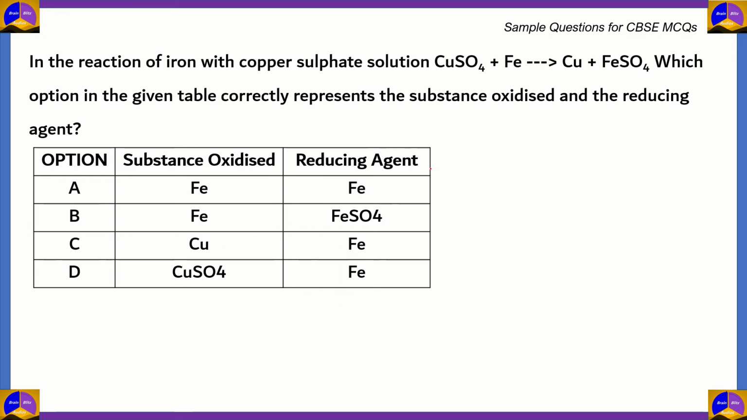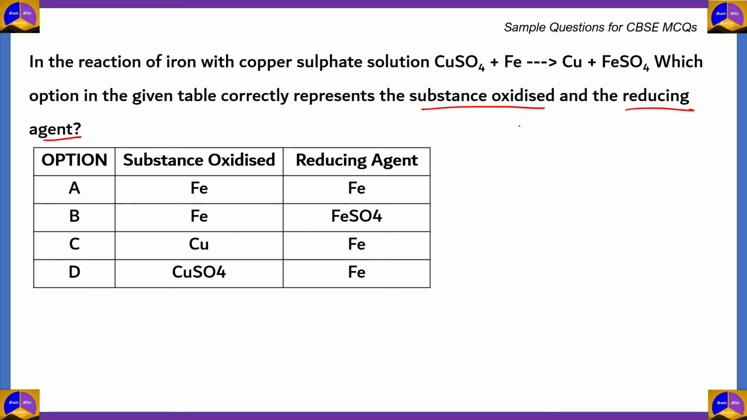Now, this question is a tricky question because this answer is not expected by most people. If you do know the right answer, you expect it. But if you're trying to guess, then people most likely fall into error here. So here we have the equation. We need to find out the oxidized substance and the reducing agent. So how do we do it?